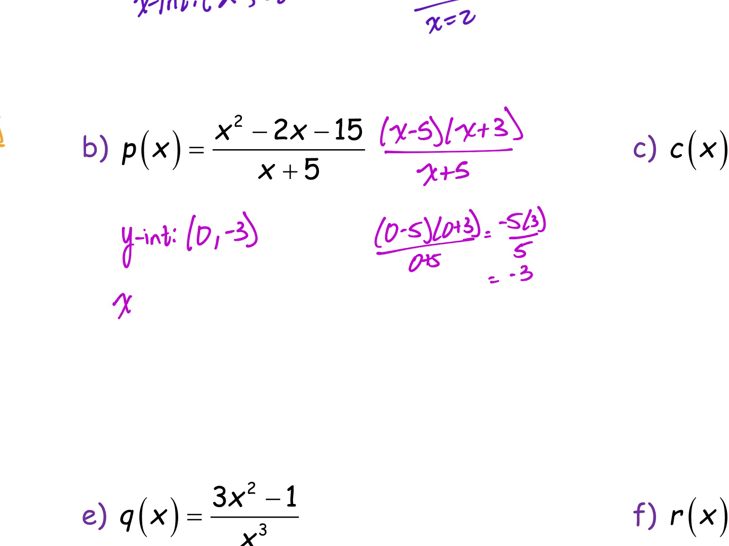And my x-intercepts, so I take my top and set it equal to 0. So x minus 5 times x plus 3 equals 0. So that means x is going to equal 5 and negative 3. Forgot parentheses there. So my x-intercepts are 5, 0, and negative 3, 0.